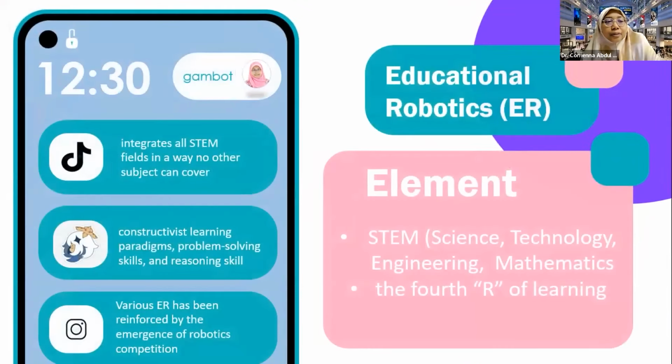All right, robotic technology has recently become a popular educational tool to support STEM education in schools and universities. So robotics is being considered as the 4th R of learning, that is reading, writing, arithmetic, that modern day students must understand to succeed in a highly competitive technology-driven world. So robotics integrates all STEM fields in a way no other subject can cover. It integrates mechanical, electrical, electronics, control engineering, computer science, technology, maths, and science.